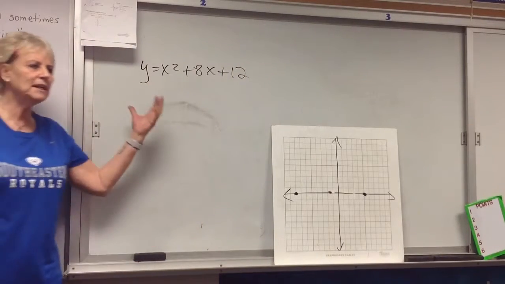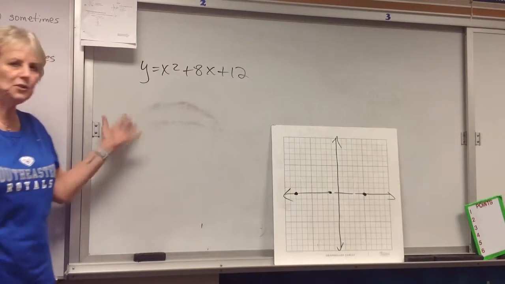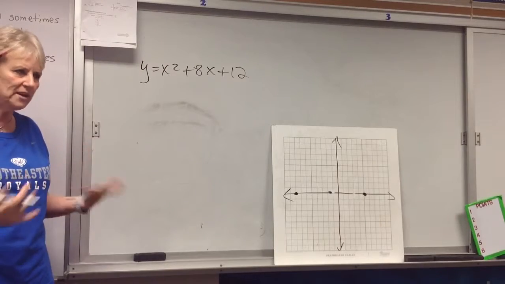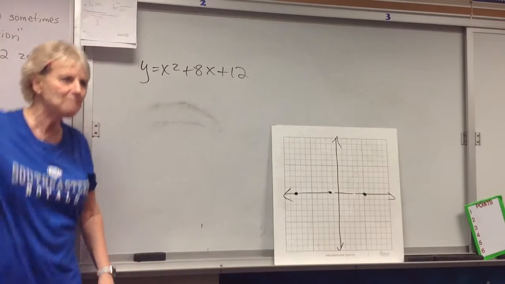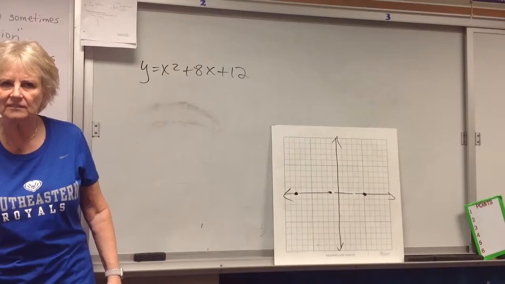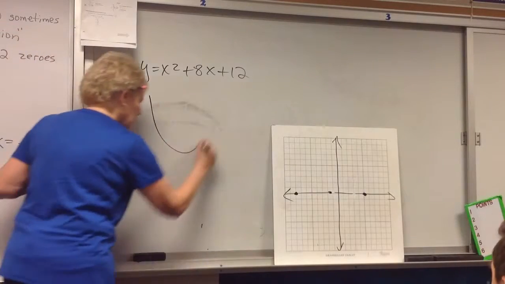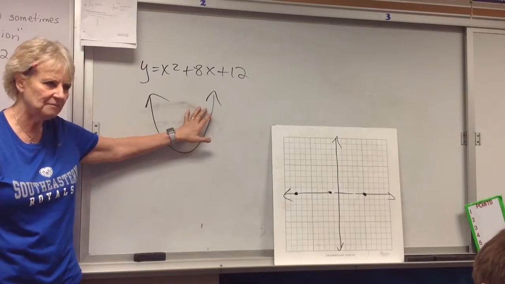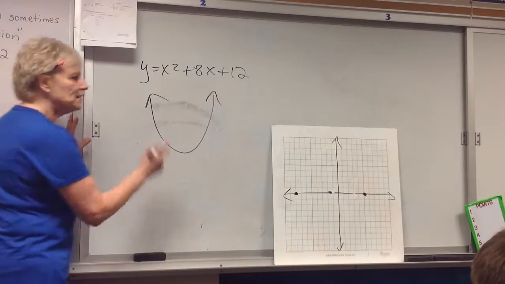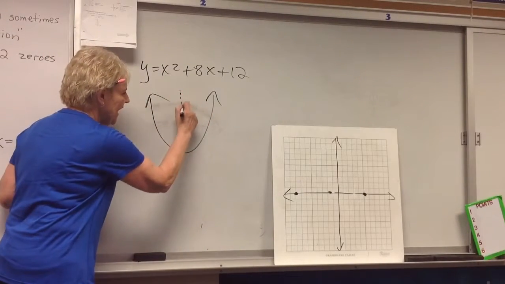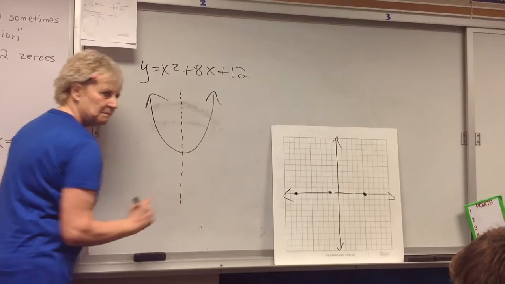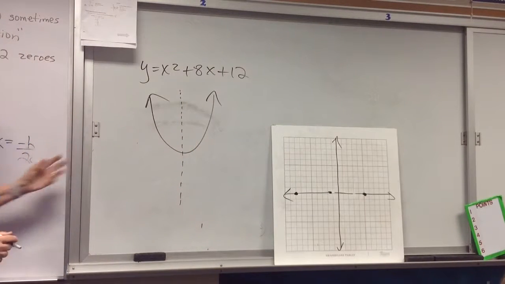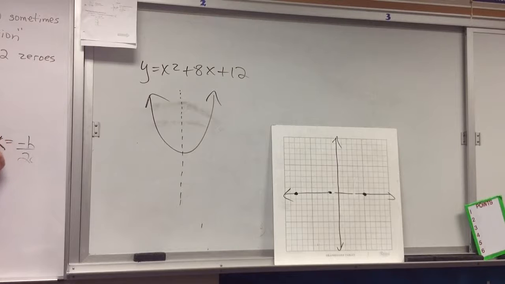This is a random equation that produces a parabola on a coordinate plane. Does it go up or does it go down? Up. Okay? We have no idea where it is or anything yet. We are going to first find the axis of symmetry. The way to find the axis of symmetry is to memorize this formula.